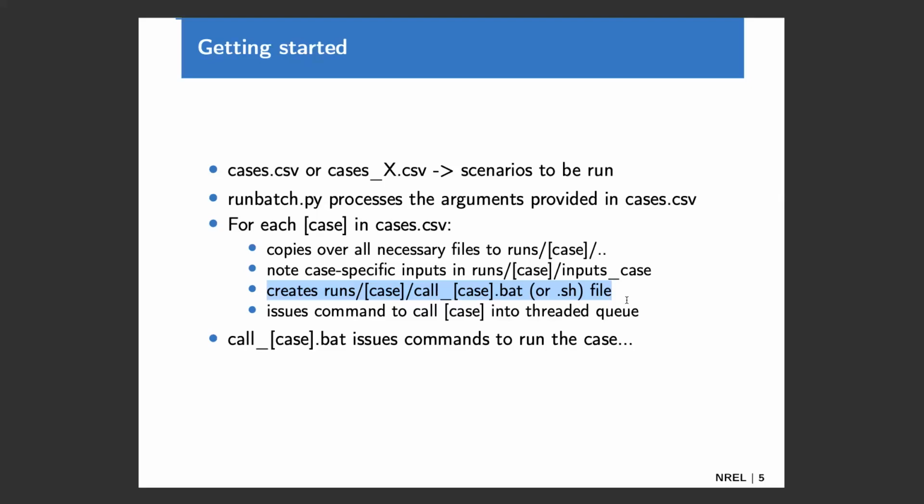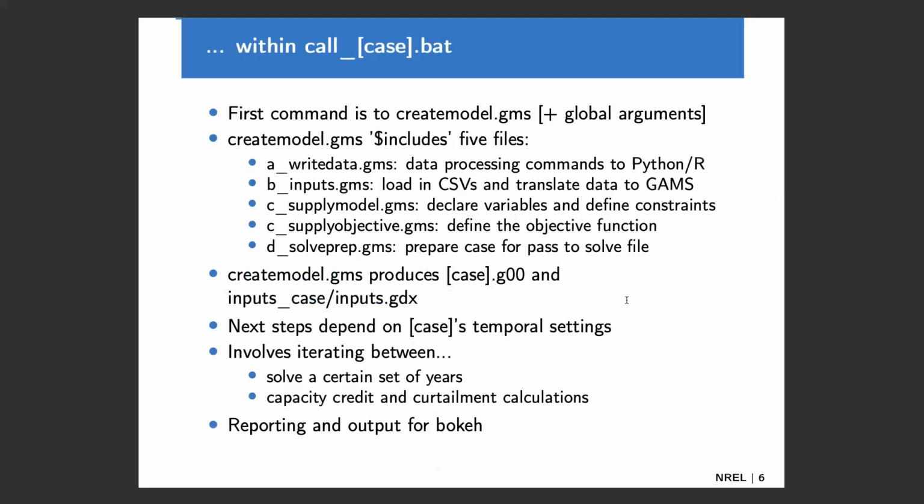But for now, it's important to know runbatch.py will take each case, create a directory for that case, and put all the inputs in inputs_case. It'll create this set of instructions in the batch or shell file, and then enter that file into this threaded queue. Now, the call_case.bat or shell file issues commands to run the case. Within it, the first command is to create model.gams plus a whole huge string of global arguments, several lines of them, that are processed from that cases.csv file.